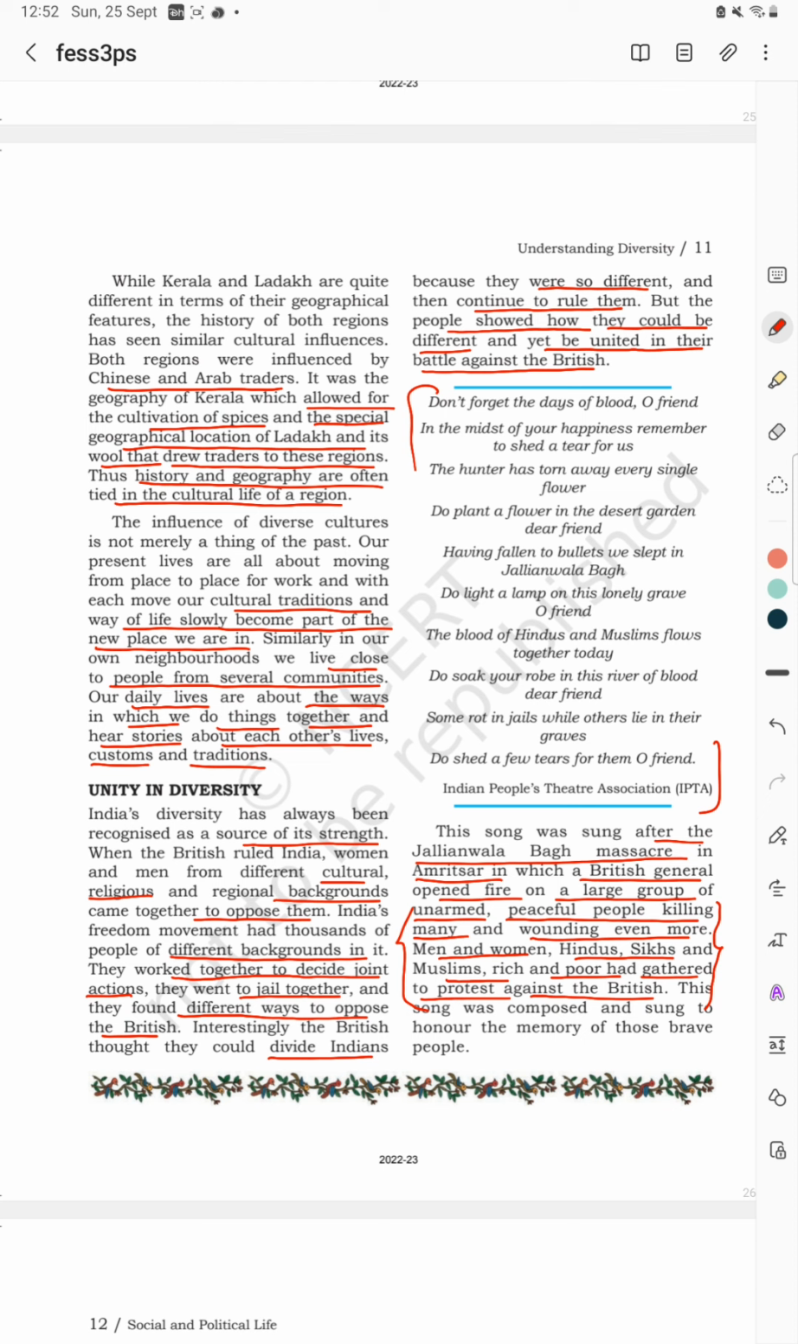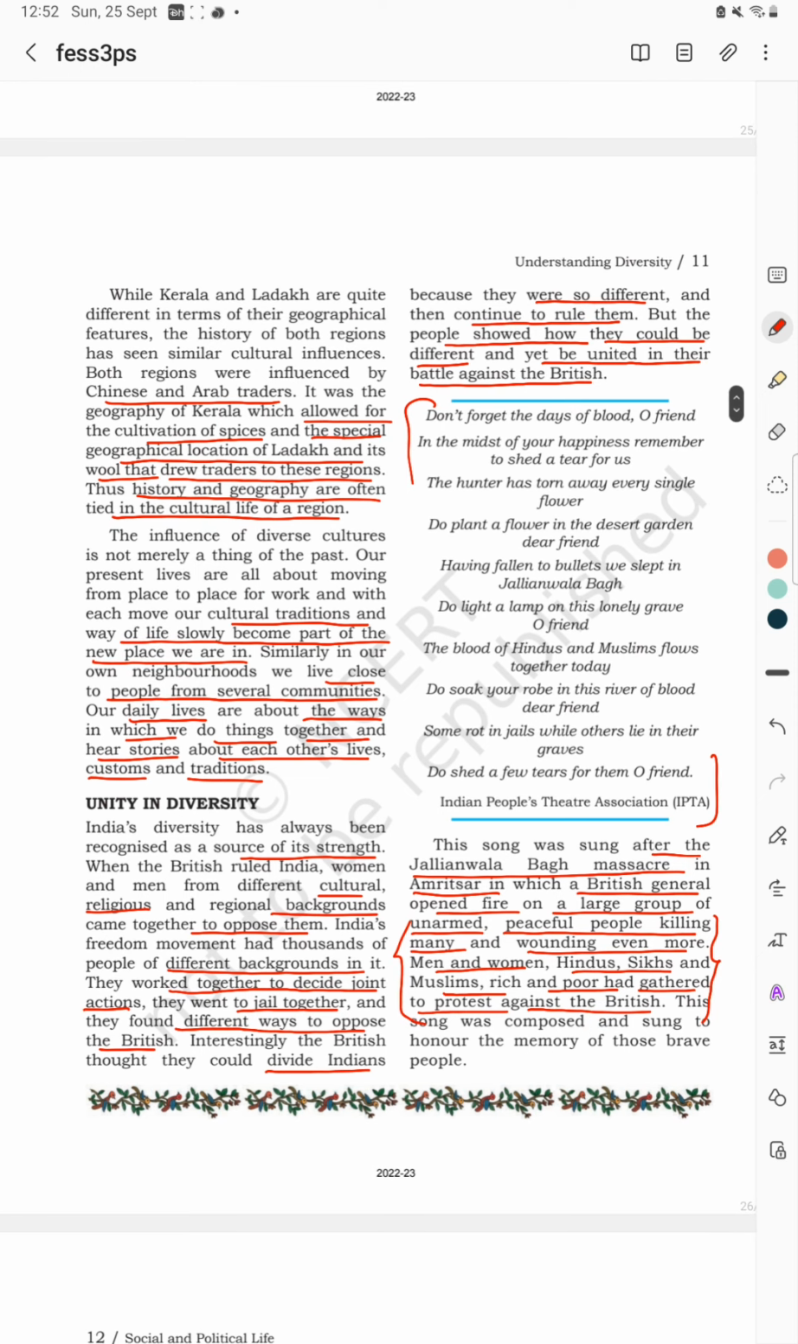They gathered there to protest against the policies of the British government. So this song was composed after the massacre and sung to honor the memory of those brave people. So let us just read the song.